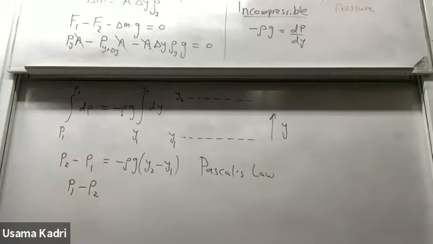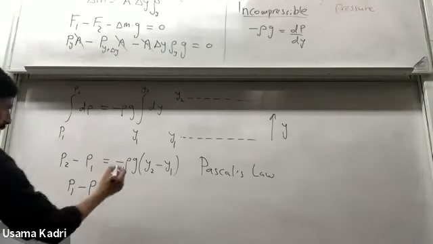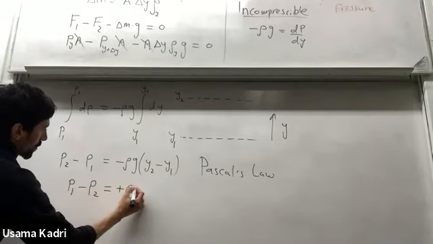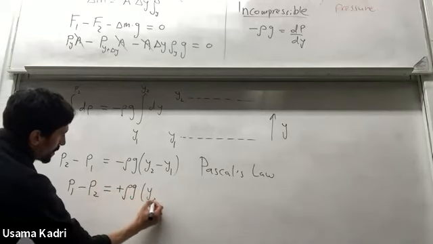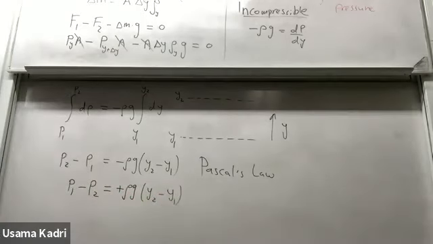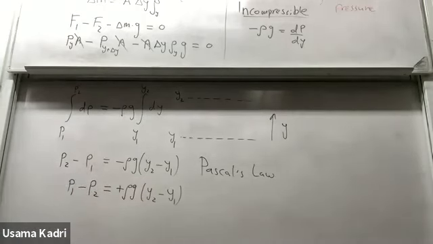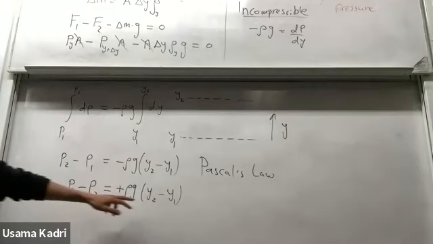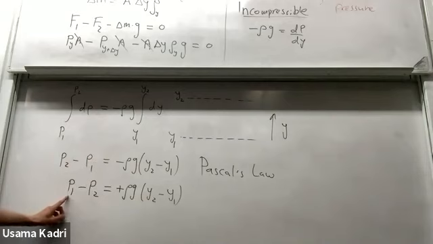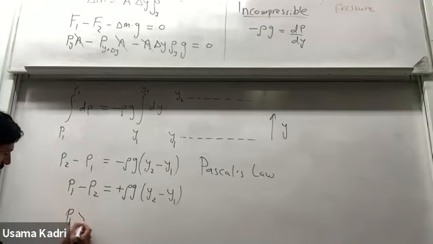I just multiply by a minus there. So this would be plus rho g (y2 minus y1). Now, physically, this tells me y2 minus y1 is actually going up. And what this is telling me is that by going up, I'm decreasing the pressure. P1 minus P2, okay? So P1, in this case, is larger than P2.